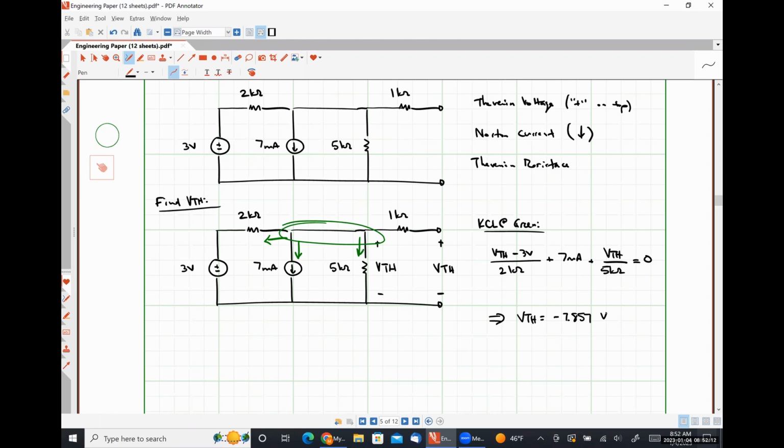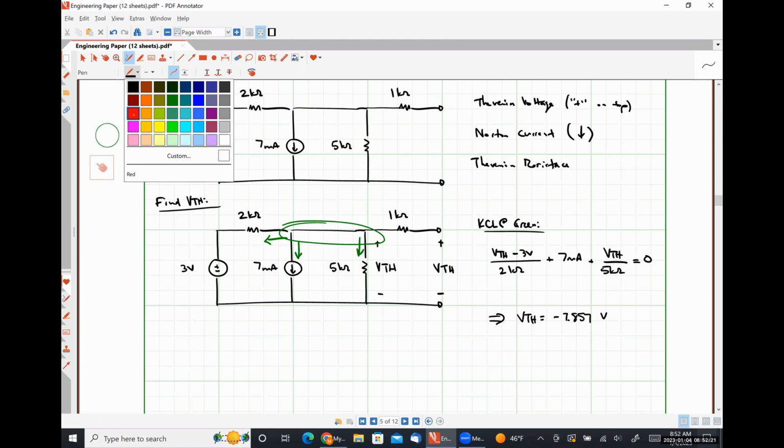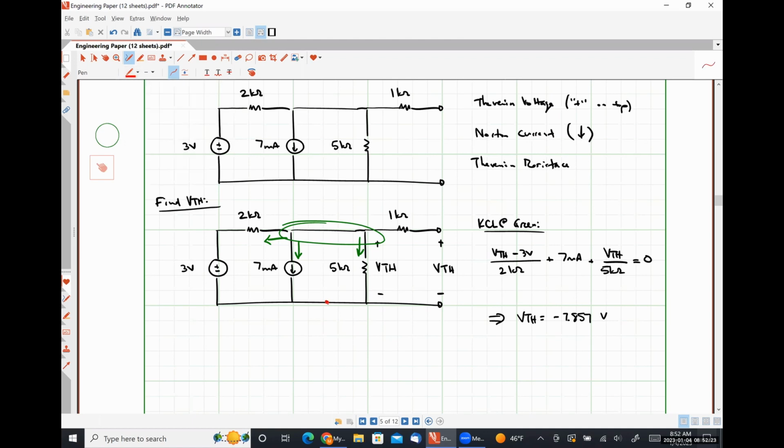Yes, Bree. The VTH minus 3 over 2 kilo ohms. So this might make things slightly easier. Treat that as if it's ground.